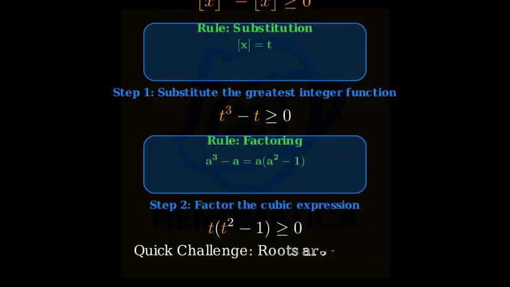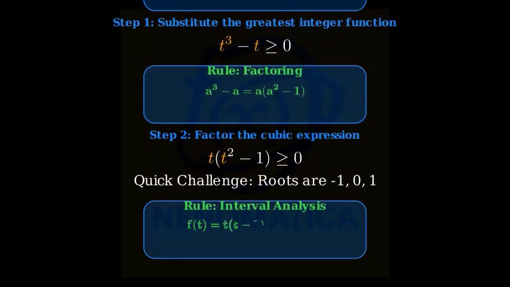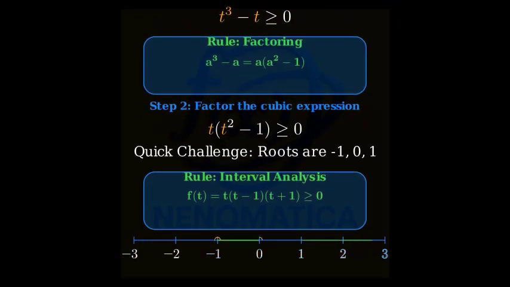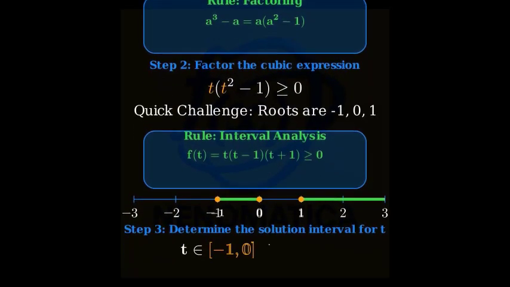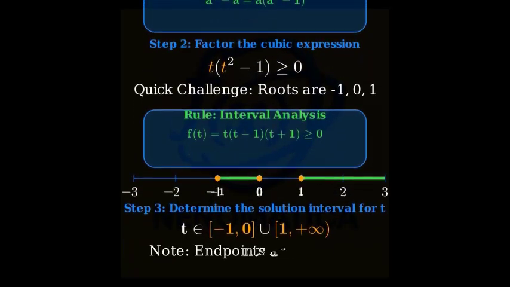Quick challenge. Can you name the roots? Now analyze intervals. For the sign of t times (t minus 1) times (t plus 1), we check the roots negative 1, 0, and 1. Highlight where the product is non-negative. The solution for t is the closed interval from negative 1 to 0, together with 1 to infinity. We include endpoints because the inequality allows equality.